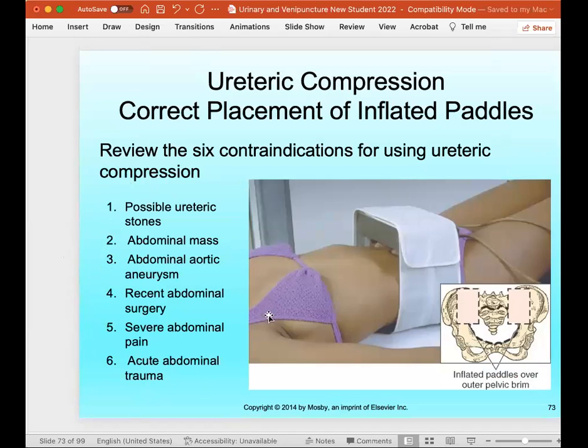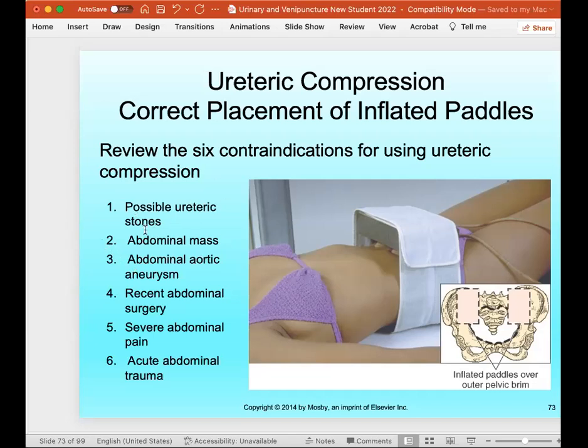Ureteric compression placement and the 6 contraindications. You need to know these 6 contraindications, or you should be able to identify some of these. So this image here is showing you where to place the paddles for ureteric compression. They go medial to the ASIS. ASIS is here, and they're going to go just medial to the ASISs.